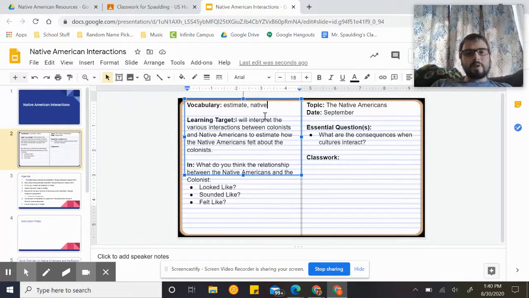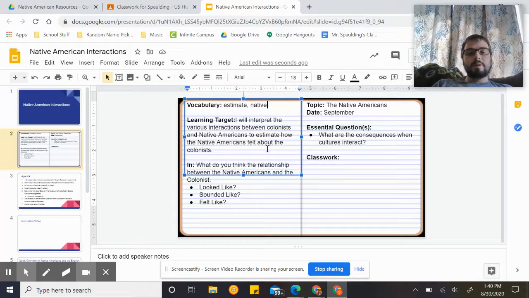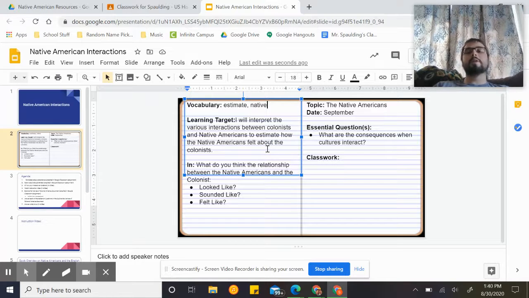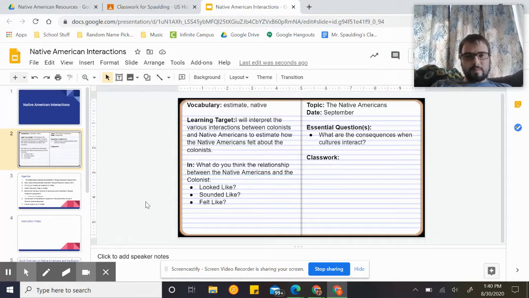Okay, our learning target once again: I will interpret the various interactions between colonists and Native Americans to estimate how the Native Americans felt about the colonists. All right, you're in for today. What do you think the relationship between the Native Americans and the colonists looked like, sounded like, and felt like? Okay, so you're taking a guess now. You haven't read anything yet. What do you think that relationship between the colonists and Native Americans looked like? Okay, what are you seeing? Okay, if you were there observing them interact, okay, watching them, what would you see? What would you hear? And what would it feel like?